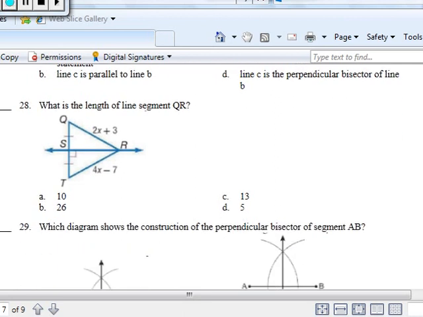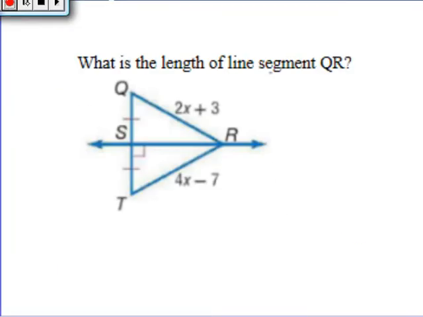Next problem. Okay, here we go. What is the length of line segment QR? Reminder, this is a perpendicular, there's why it's perpendicular, it's got the box there, bisector. It cuts it in half. Line SR is a perpendicular bisector of QT. Any point on that perpendicular bisector will be the same distance from the endpoints. So here the equation we're going to set up, 2x plus 3 would have to equal 4x minus 7.